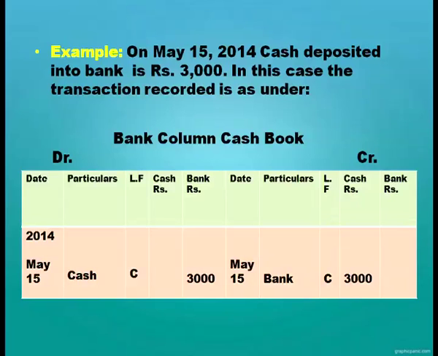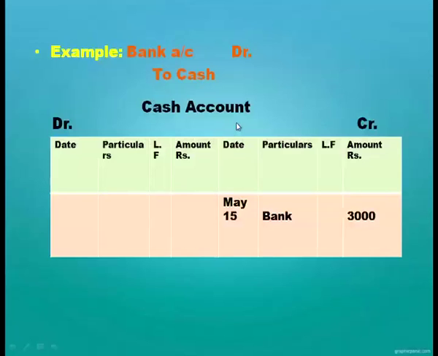Cash is deposited, bank account debit to cash, that is the entry. On the credit side, you will post "By bank" and the amount in the cash column. On the debit side, you will write "To cash" and the amount in the bank column. When you are depositing the cash, what will be the entry? Bank account debit to cash.